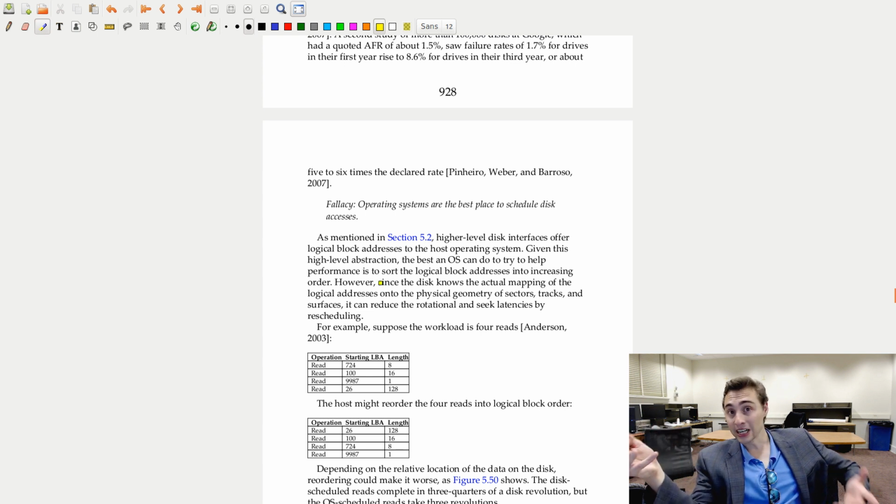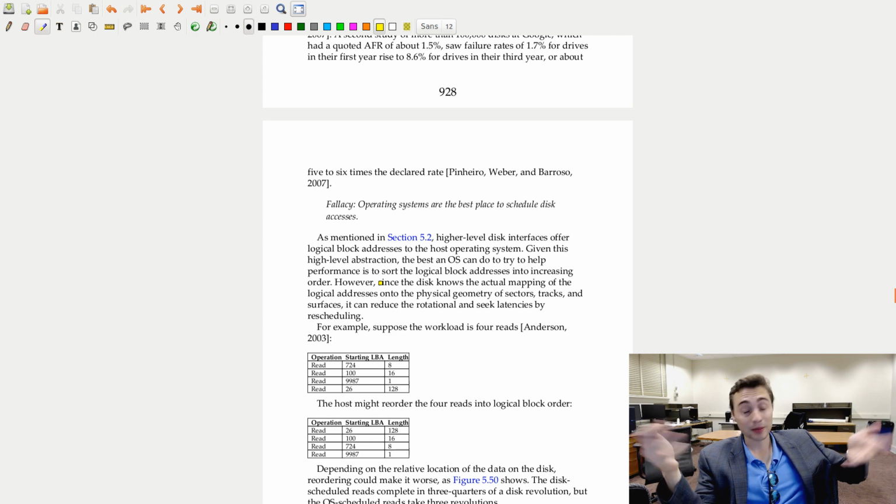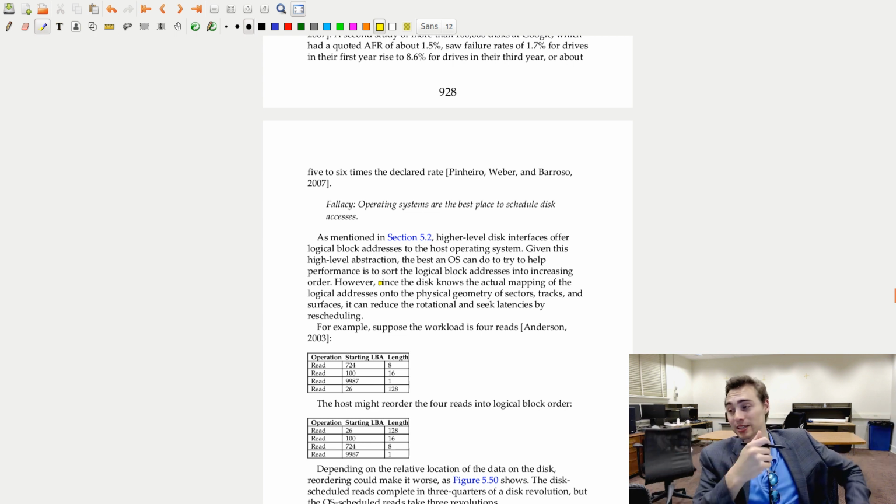However, they don't necessarily know about what the physical pattern on the disk looks like. Oftentimes, that's on some small microcontrollers that are actually on your hard drive itself. So, oftentimes, the OS isn't the best spot. Sometimes it's the disk. Sometimes the disk knows everything about itself, and the operating system doesn't.